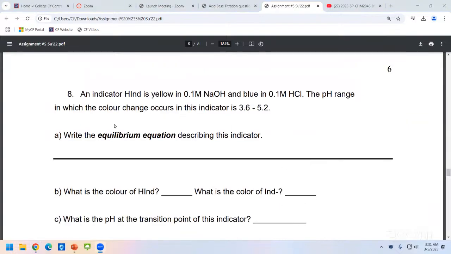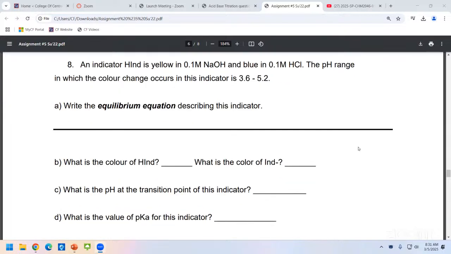Number 8 says an indicator, HInd, is yellow in 0.1 M sodium hydroxide and blue in 0.1 M hydrochloric acid. The pH range in which a color change occurs in this indicator is 3.6 to 5.2. The question asks: write the equilibrium equation describing this indicator. Basically the indicator is a weak acid. So what do you think the equation is?